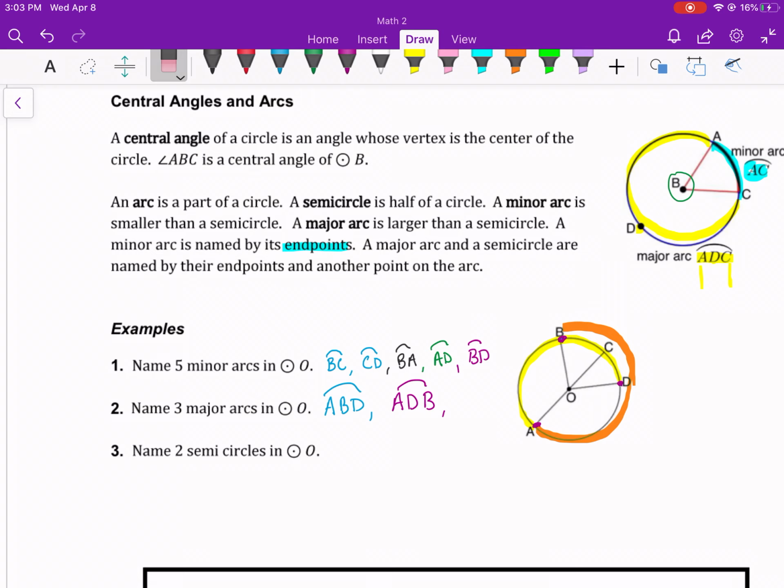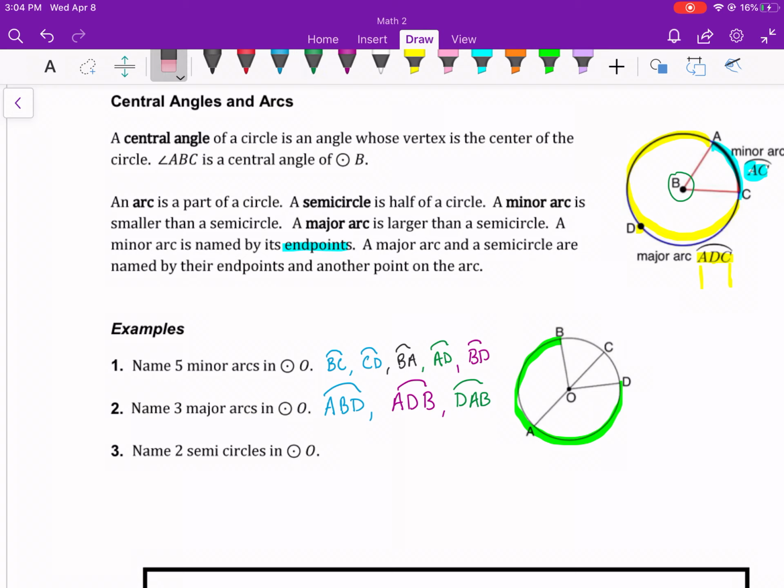Let me erase those so we can look. Let's look at this D. It looks like D might have one. If I go from D all the way around to B, that's more than a semicircle right there. So I can say we've got major arc D, A, B. Oh, the dab. I like it.